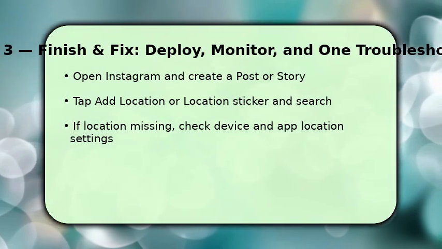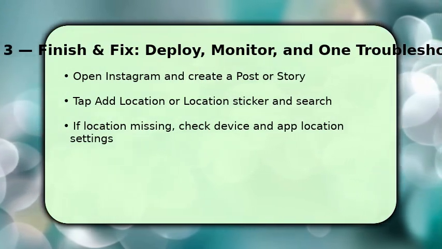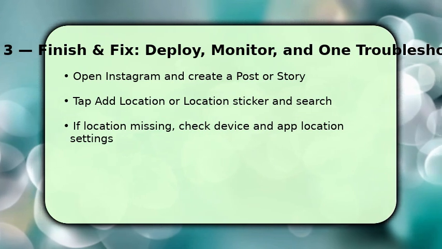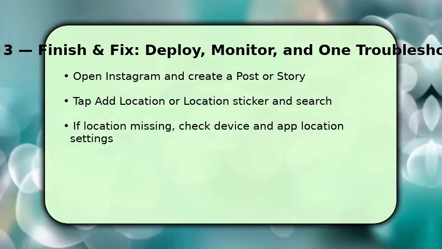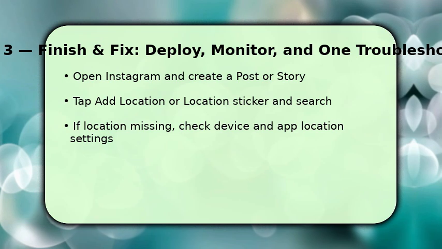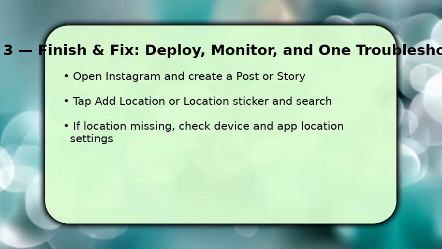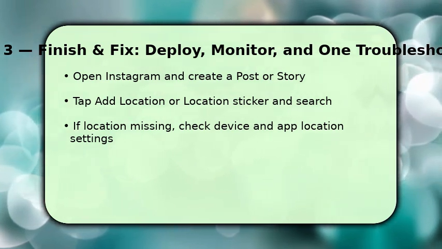Open Instagram, start a story or post, tap Add Location or the location sticker, and select a place. If locations don't appear, force close Instagram and reopen, because the app sometimes needs a restart to register new permissions.